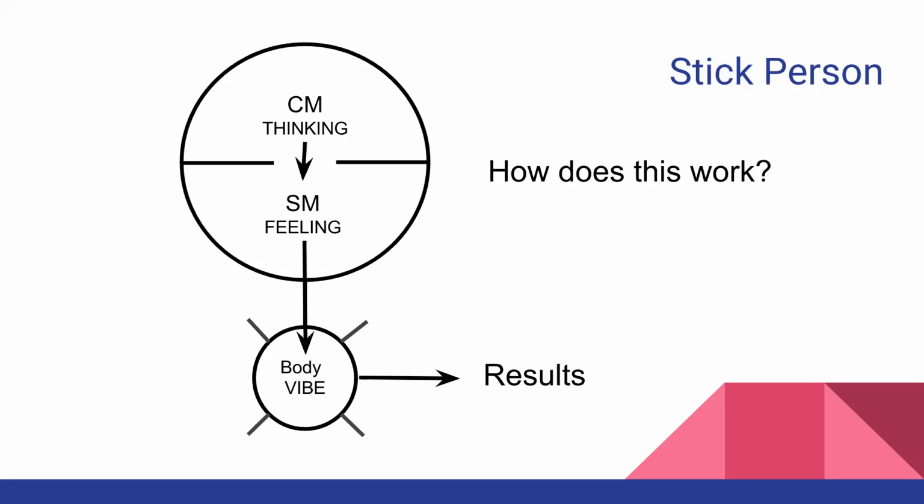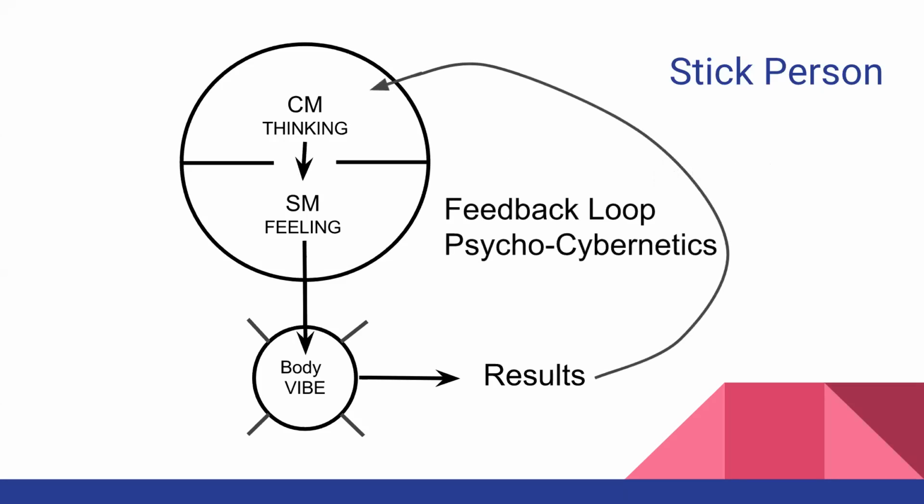So this is a feedback loop. This is a psychocybernetic feedback loop. So what does that mean? Psychocybernetics is actually a book written by Maxwell Maltz. If you want to read that, it's an excellent book.